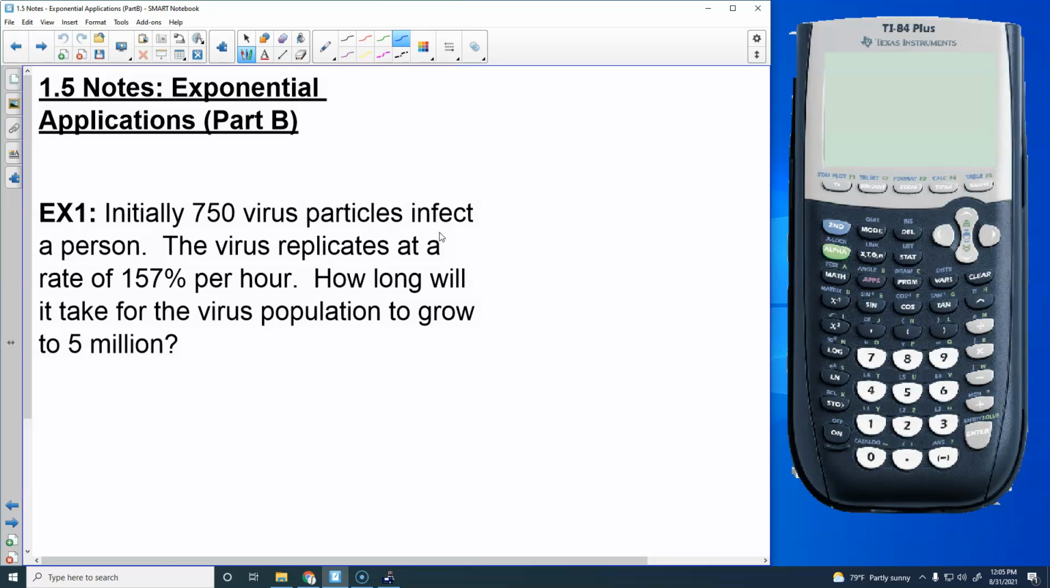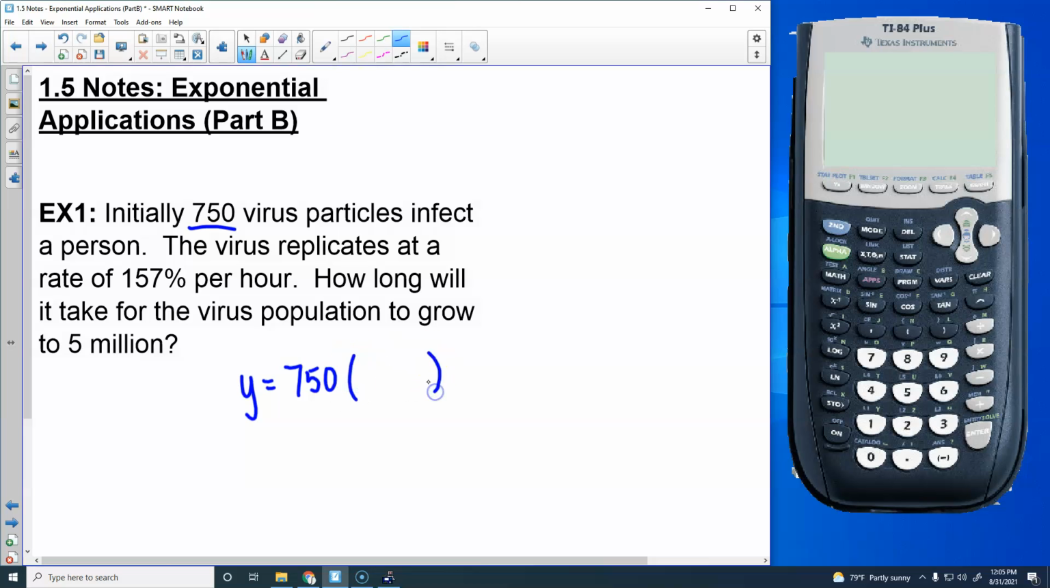That is basically what I'm going to go by for homework, quizzes, and tests. If I mean for you to use the Pert formula, I'm going to say continuously somewhere in there. So this one's just regular. So we're going to have y equals our initial amount right here, 750. And this virus is replicating at a rate of 157%.